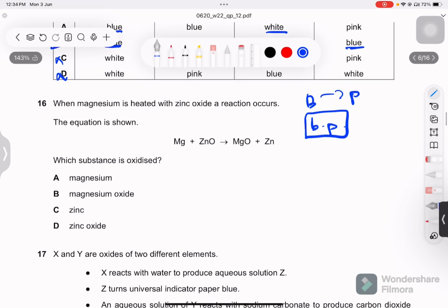When magnesium is heated with zinc oxide, a reaction occurs. The equation is shown. Which substance is oxidized? We can see magnesium has no oxygen over here, while here it has an oxygen atom attached. So it has been oxidized. We can also see the oxidation state. It is zero. Oxygen always has -2, and to make the entirety zero, Mg should be +2. So the oxidation state increased from 0 to +2. When the oxidation state increases, it is oxidized.